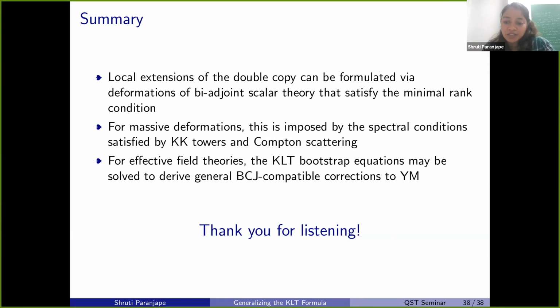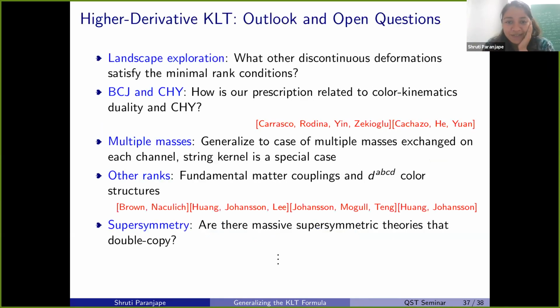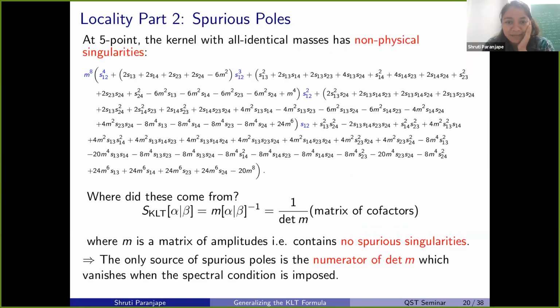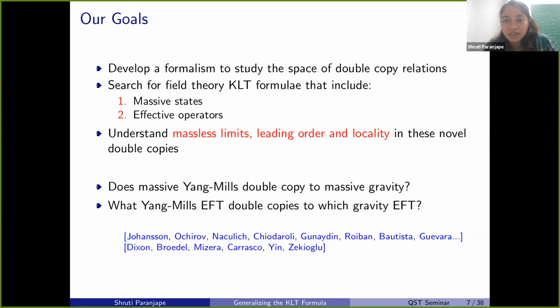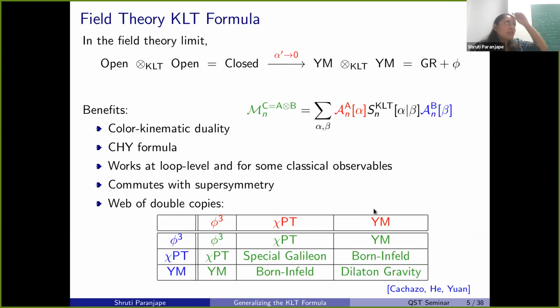So maybe one answer, it's a bit orthogonal, so you may not consider that very special, but let me point it out anyway: the soft behavior of these particles, behavior in the soft limit. So Yang-Mills in the soft limit, let's say you have some soft parameter epsilon, will go as 1 over epsilon. Chiral perturbation theory goes as epsilon. Phi cubed also goes as 1 over epsilon. Yeah, I think that's correct. And the KLT kernel itself goes as epsilon.